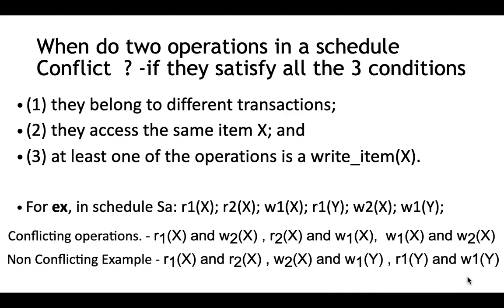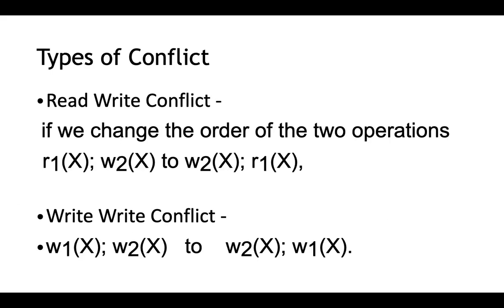Similarly, you can see the rest. This is non-conflicting because x and y are not the same data item. This is not conflicting because they belong to the same transaction. So I hope it is clear how to identify a conflicting and non-conflicting operation. And there are two types of conflict actually. The first one is read-write conflict and the second one is write-write conflict.